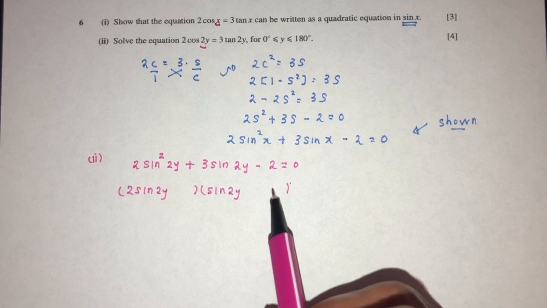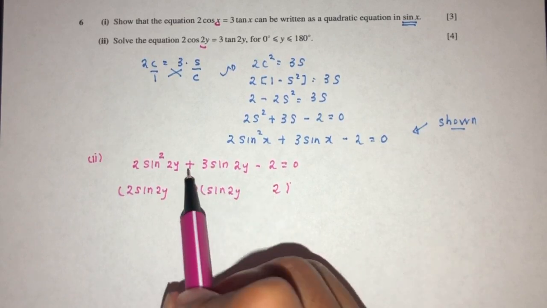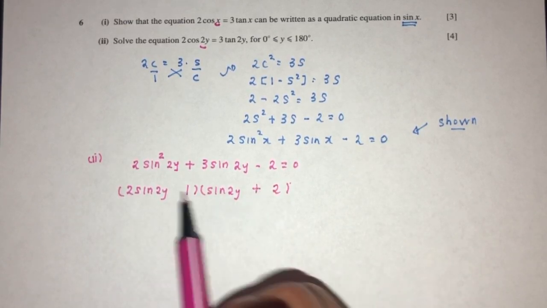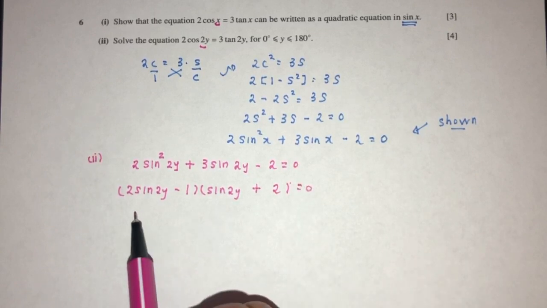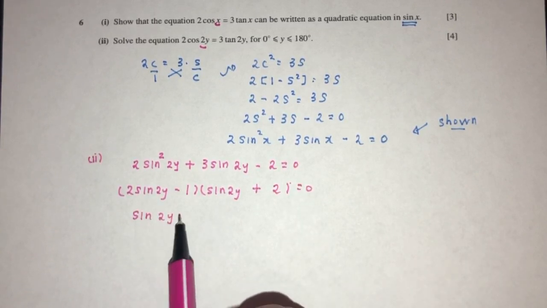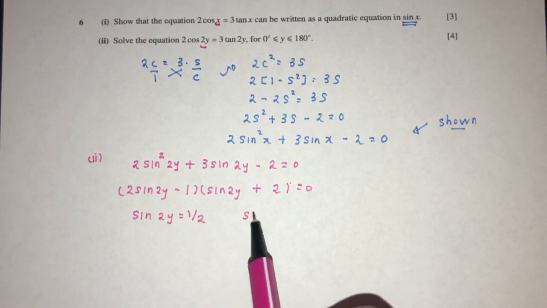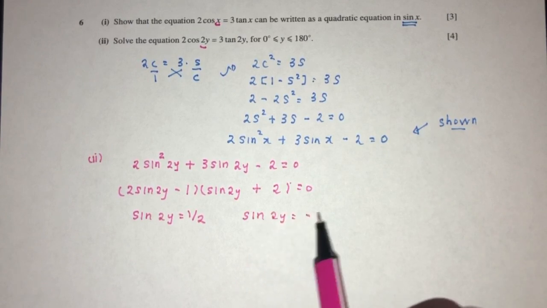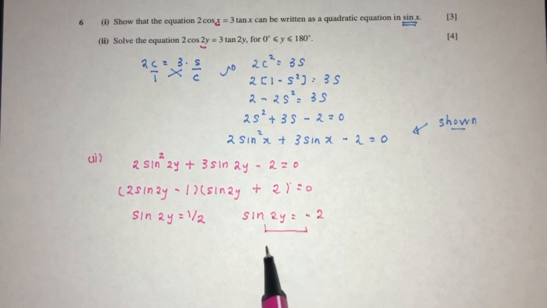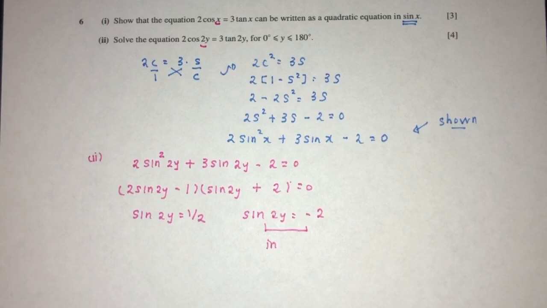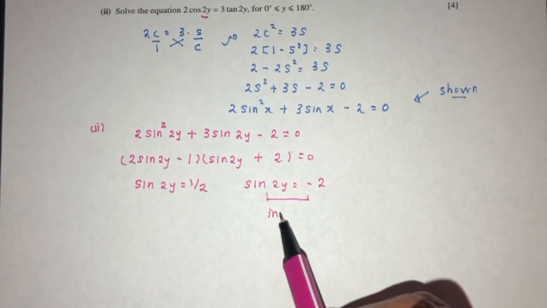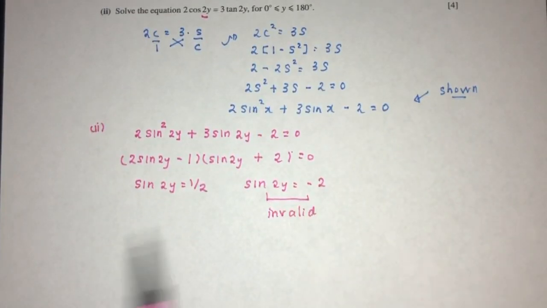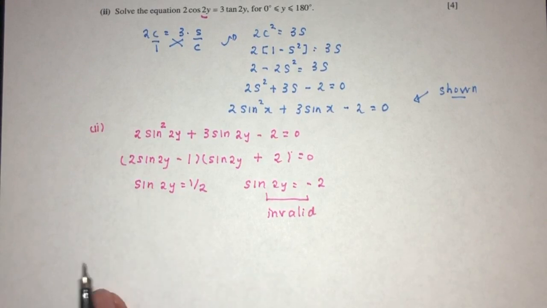So 2 is what? 2 is 2 times 1. To get plus 3, we have to have plus 4 minus 1. So sine 2y can be half, or sine 2y can be minus 2. But again, this is not possible because sine of any value can only be between minus 1 and 1. This is outside of the range. So we have to use only this one.